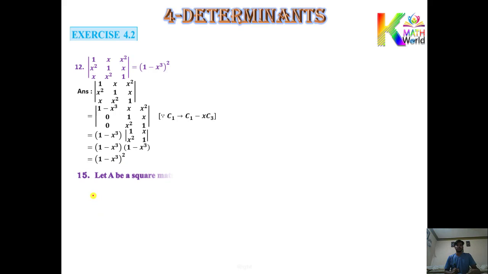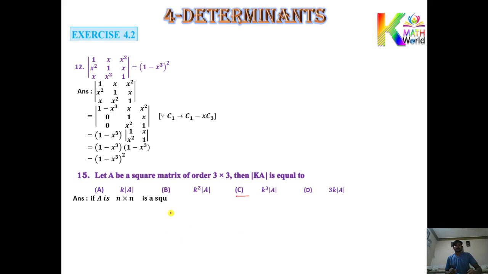See the last two MCQs. Let A be a square matrix of order 3. Then determinant of kA is equal to blank. I think in the first lecture we discussed that whatever the scalar, it will be outside, and whatever the order of the determinant, that will move in power. It means here the order is 3, so you got k cube into determinant of A. So this will be your answer.